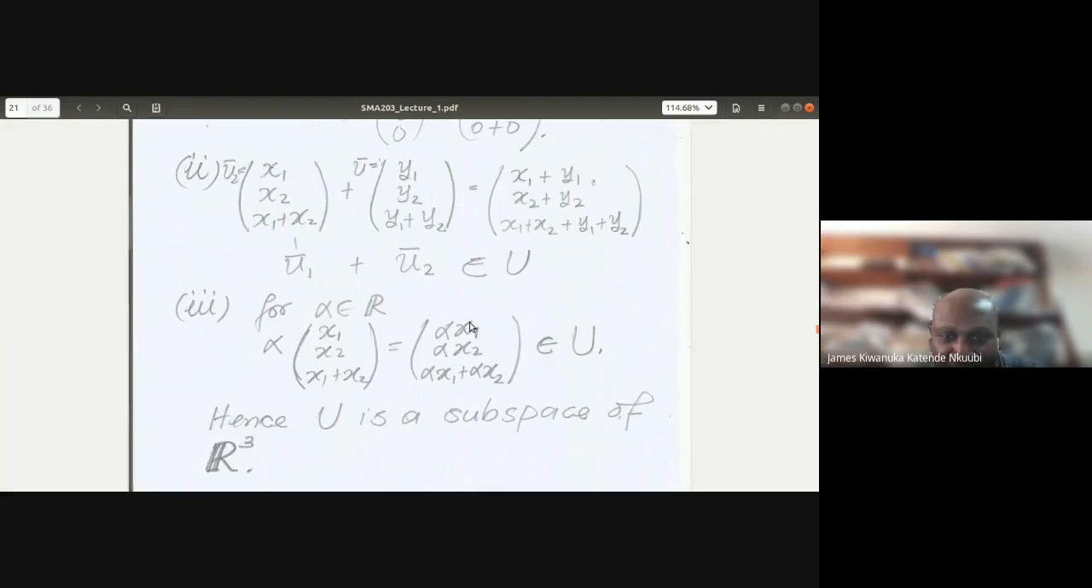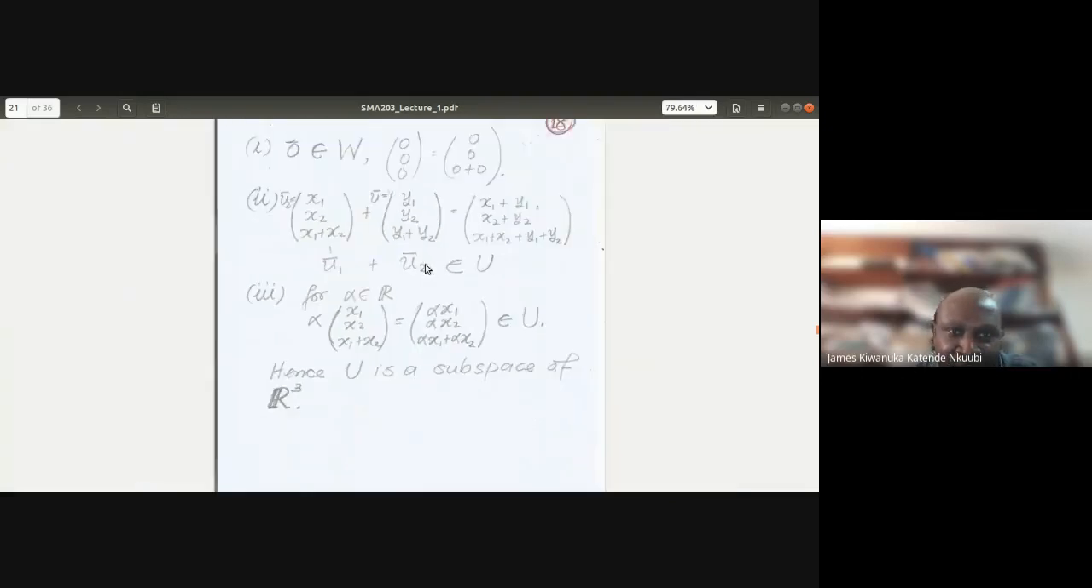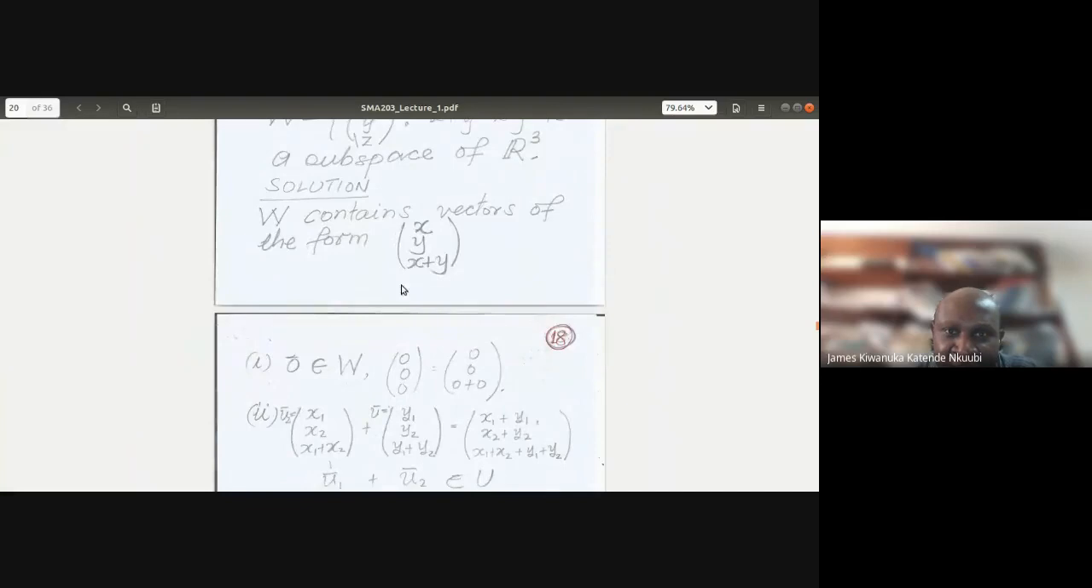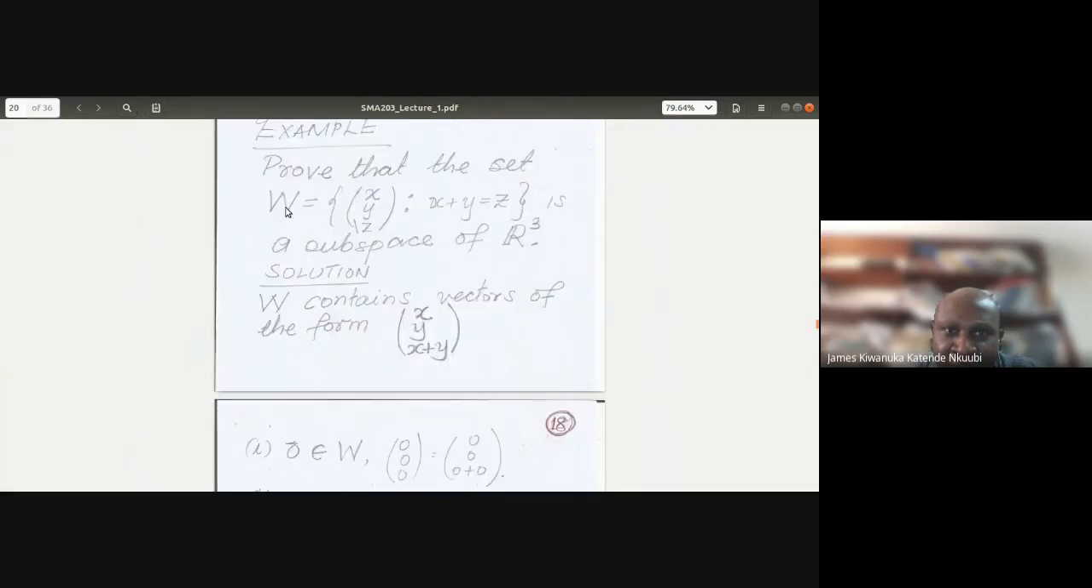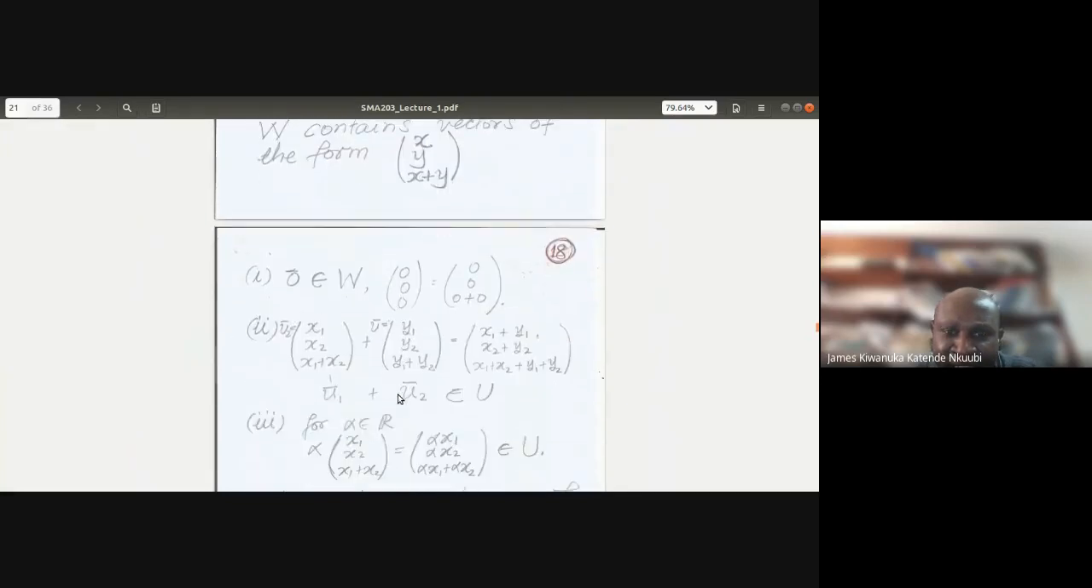So the third property also holds, and therefore you can conclude that W, remember this U is supposed to be W, is indeed a subspace of R3. The reason it has to be W is because we called the set W. The set was W up here. So I'm not sure why I changed it to U again.